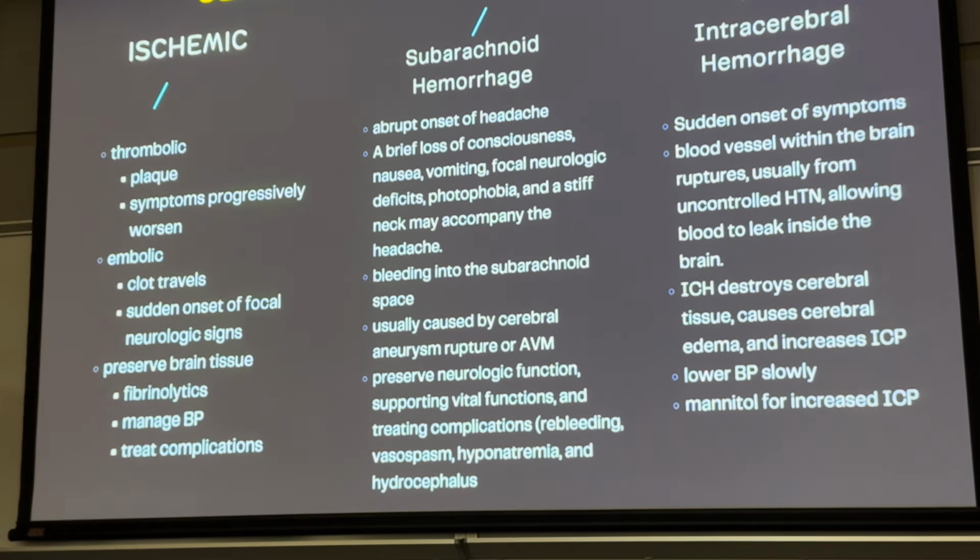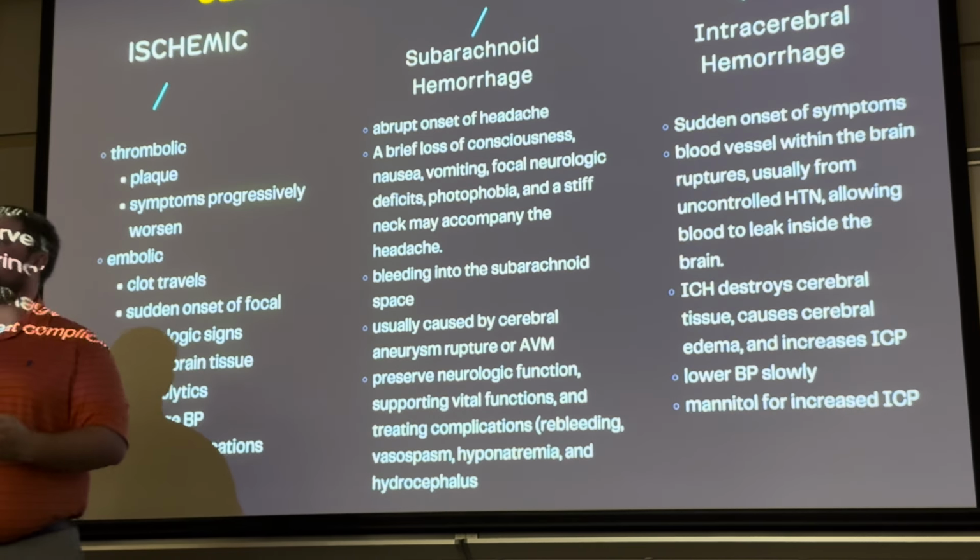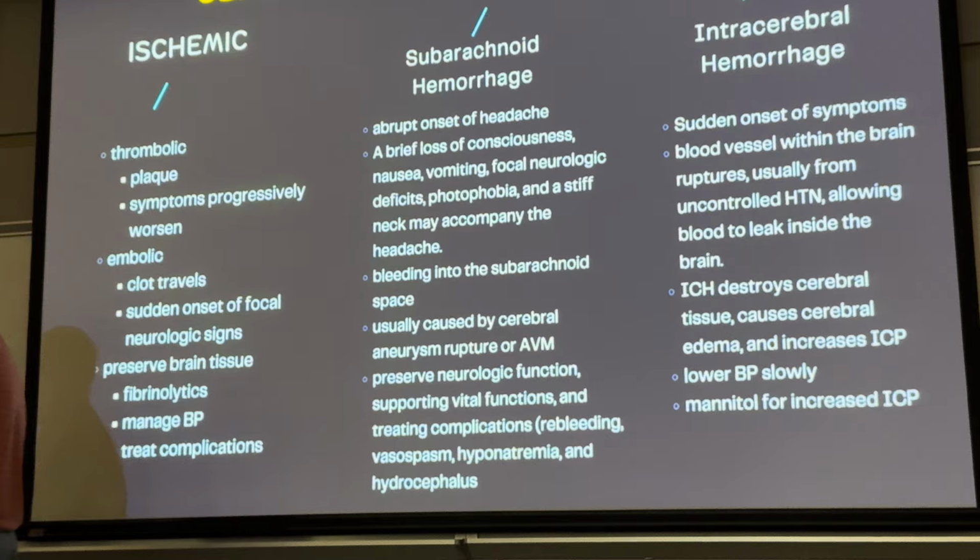You'll hear them as CVAs, you'll also hear them as strokes. Remember when we're talking about strokes, we can break it down into two categories. We can talk about the ischemic side of things. We can also talk about the hemorrhagic side of things. So with ischemic, remember there's some type of disease process. Maybe it's plaque buildup, atherosclerosis that's causing decreased perfusion in the vasculature within the brain.